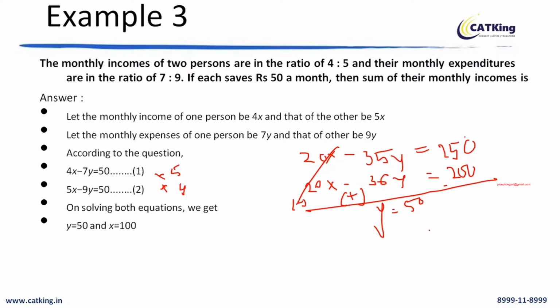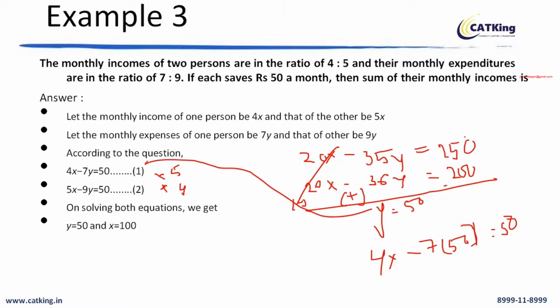Alright, so the value of y is 50. Now let's try to solve this in equation 1. 4x minus 7 into 50 will give me 50. We have substituted the value of y in equation 1. So 4x minus 350 is equal to 50. Now minus 350 goes that side, becomes 400. So 4x is equal to 400, so x becomes 100.